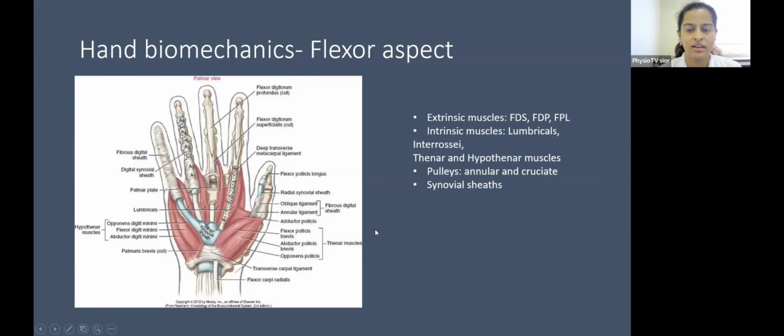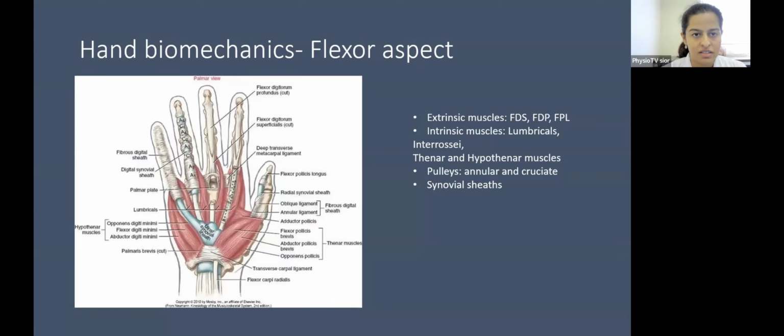We all know that there are extrinsic muscles and intrinsic muscles. So the extrinsic muscles are the muscles that originate beyond or proximal to the wrist from the medial epicondyle of the humerus and go and insert into the hand. So the FDS, that is the flexor digitorum superficialis, the flexor digitorum profundus, and the flexor pollicis longus are the extrinsic muscles of the hand. Then the intrinsic muscles are the thenar muscles, hypothenar muscles, and the lumbricals and the interossei.